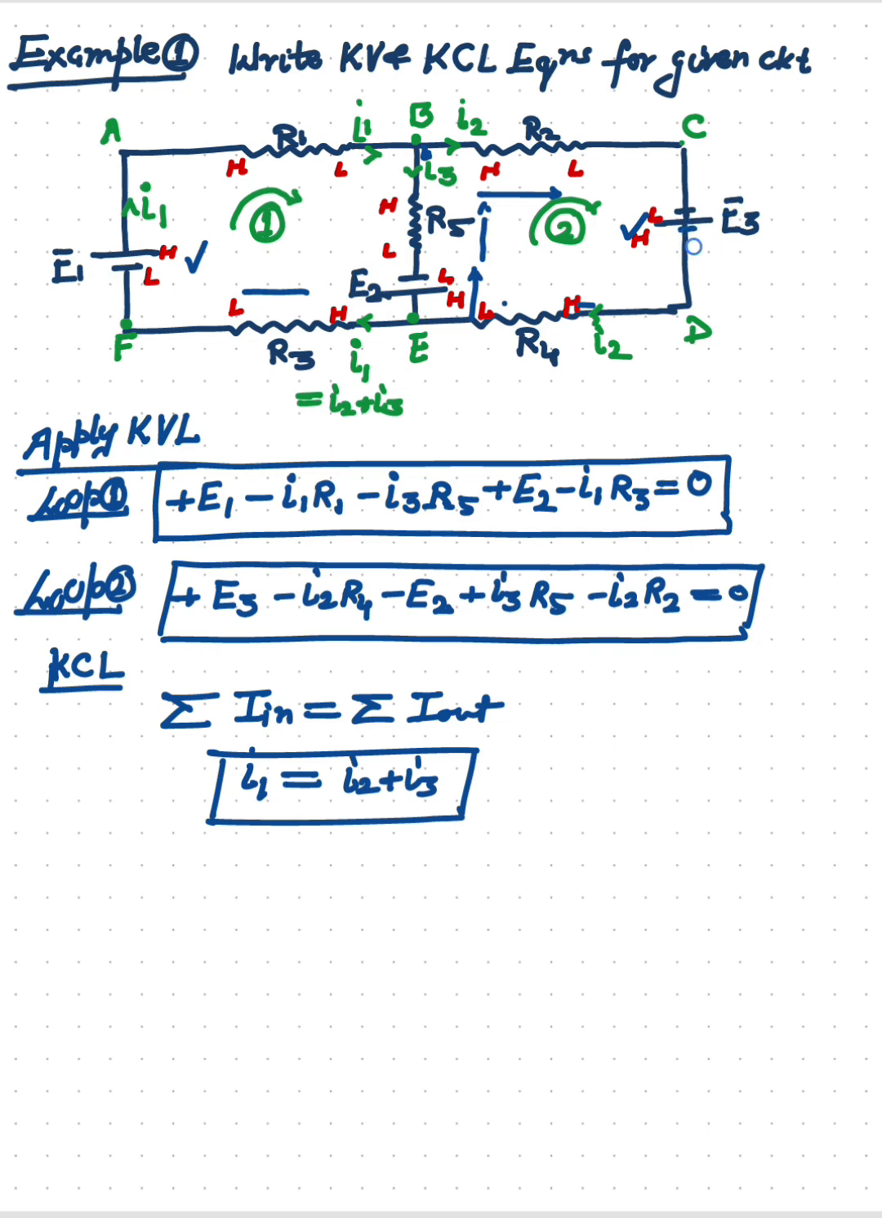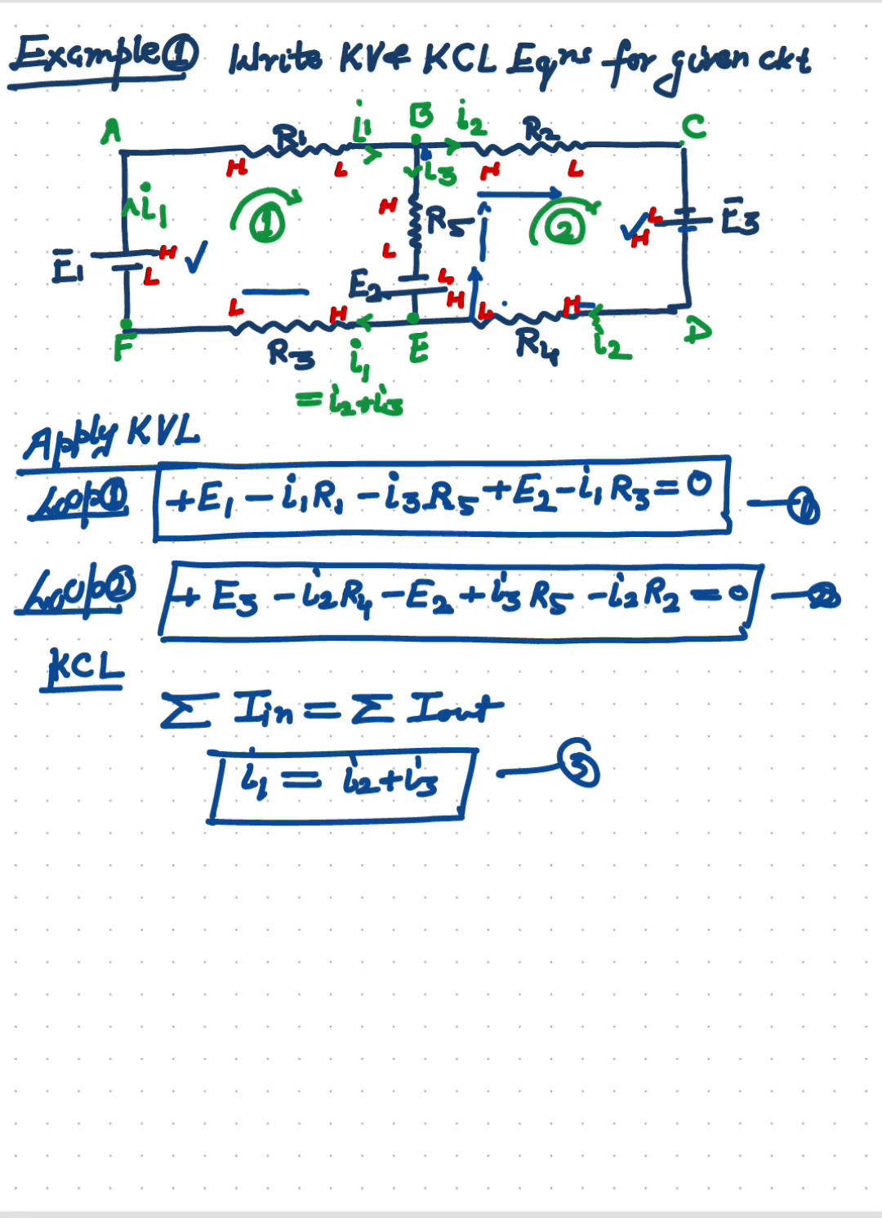You can also start from here. Suppose I1 current is flowing from here in this direction or in this direction. We will get the same results. By solving these equations, we can find the I1, I2 and I3. The current values we can find. Okay, this type of problem I will discuss in the next video.